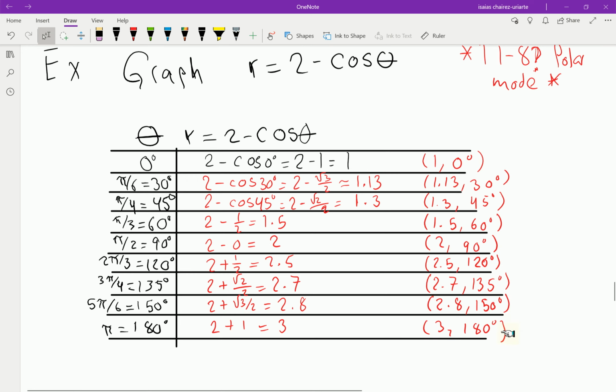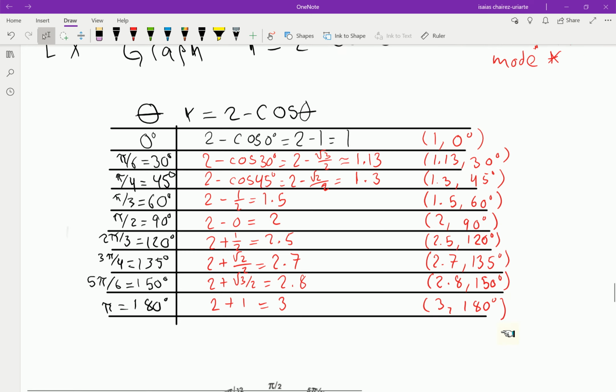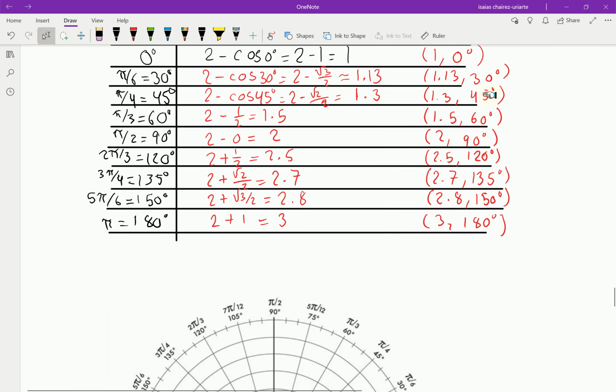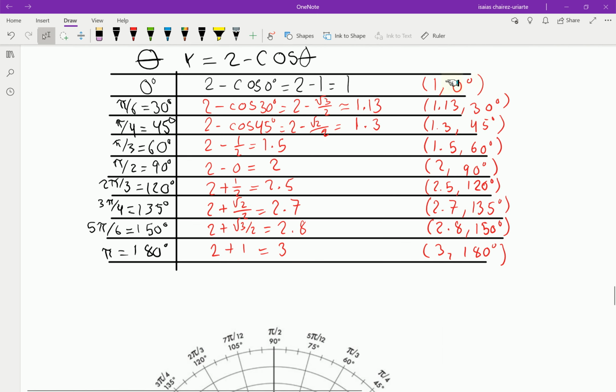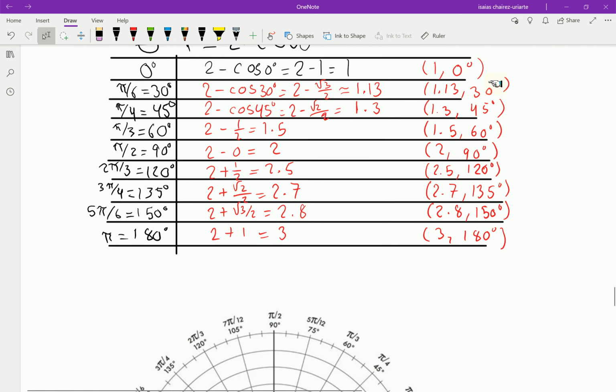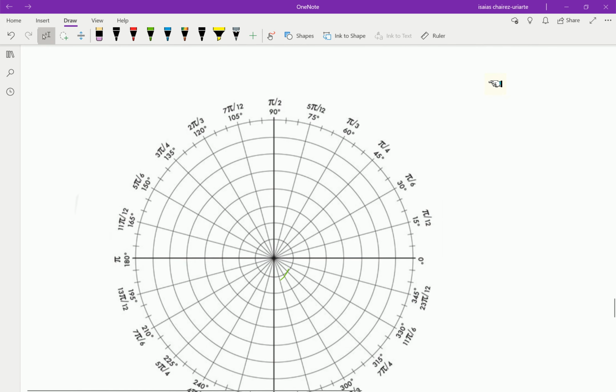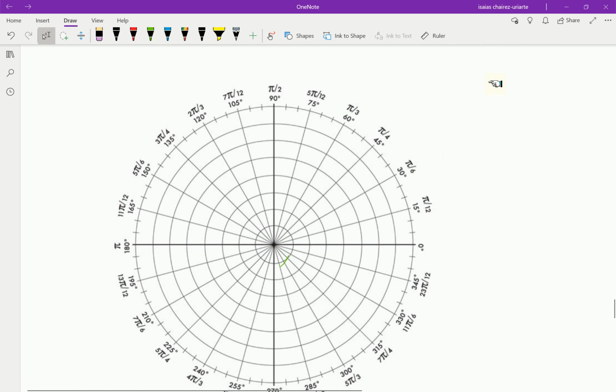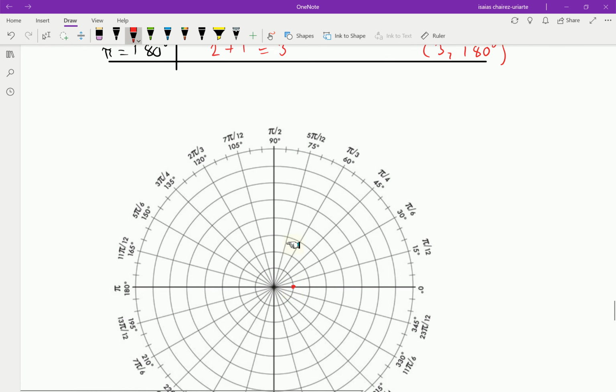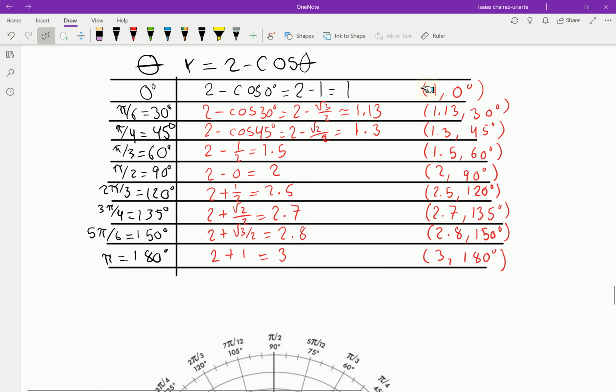Now let me graph this. Let me put all of this in a graph. I'm going to begin by graphing 1, 0 degrees. So how do I graph 1, 0 degrees? I'm going to begin at the pole. I'm going to go 1, radius 1, and then 0 degrees. So I don't rotate anywhere. I just stay right there. So that's my first point. That's the point 1, 0 degrees.